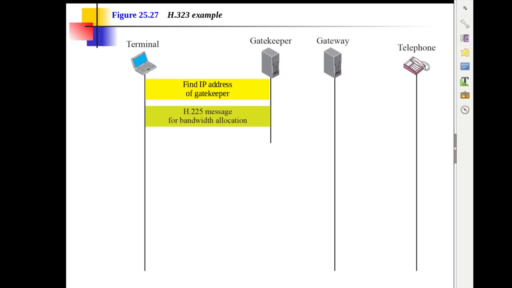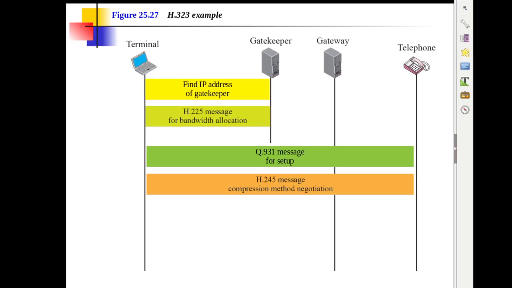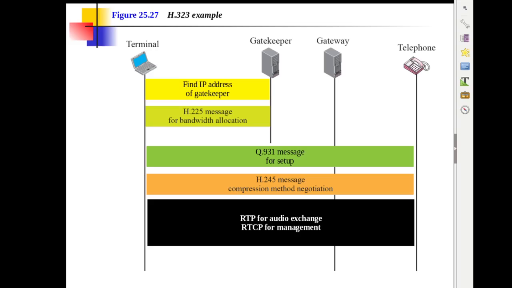The terminal, the gatekeeper and the gateway, and also the telephone network, they communicate using this Q.931. Actually this Q.931 message will be used for setting up the connection, and after that they will use H.245 message for compression method negotiation, right? And after that RTP or RTCP will be used for exchange of these messages.